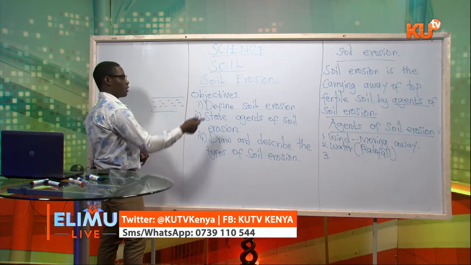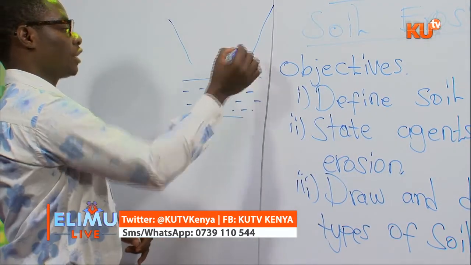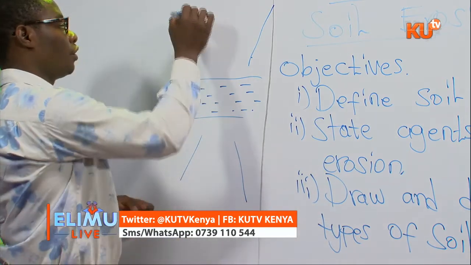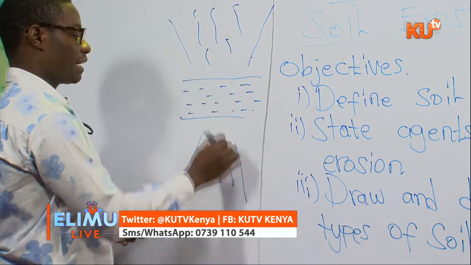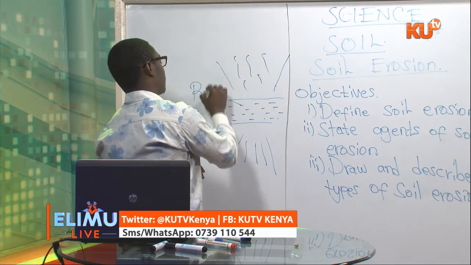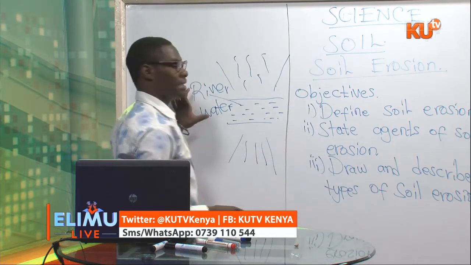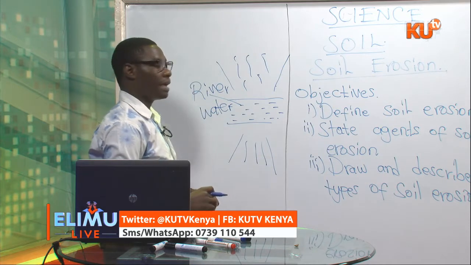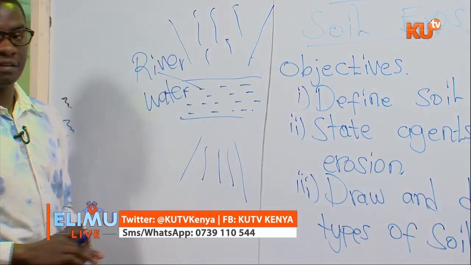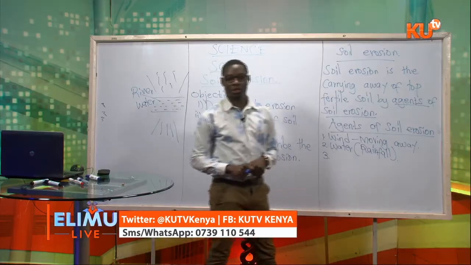I want to show you how water is an agent of soil erosion. So this is a river, and then this is a slope, and this is also a slope. You will realize that when it rains or when water flows downwards, this water carries soil particles such that after raining, this river water is always muddy. Why is it muddy? It is muddy because as the water was flowing down, it carried so many particles, which are soil particles, into the river, therefore making it very muddy or dirty in simple terms. So that is how water becomes an agent of soil erosion.